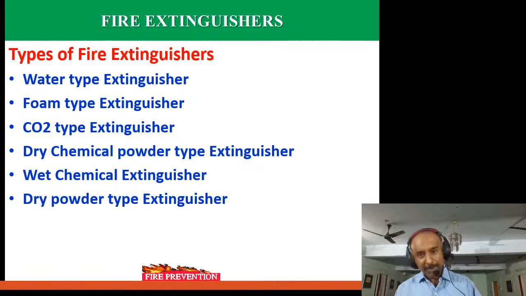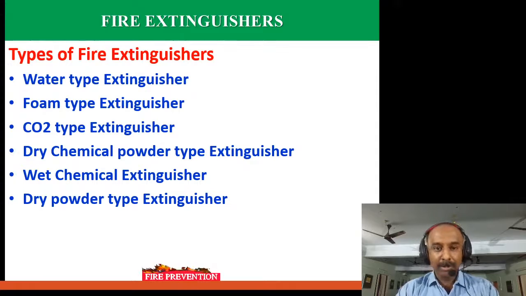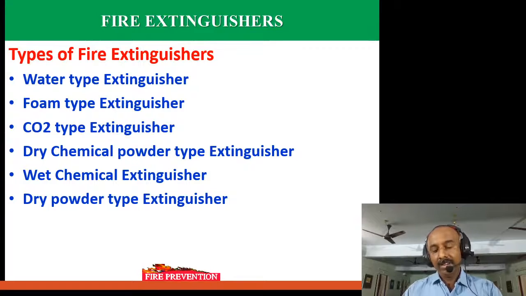So the next one is the types of fire extinguishers: water type fire extinguisher, foam type extinguisher, carbon dioxide type extinguisher, dry chemical powder extinguisher, wet chemical extinguisher, dry powder type extinguisher. There are different classes of fire, so one extinguisher is not sufficient to control all types of fire. Each extinguisher finds its applications for different classes of fires. These are some of the major classifications of the extinguishers. I will explain them one by one.